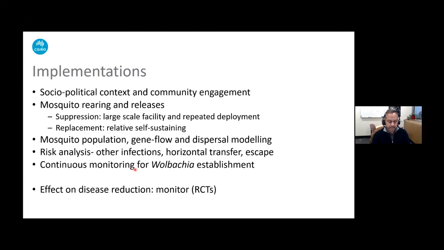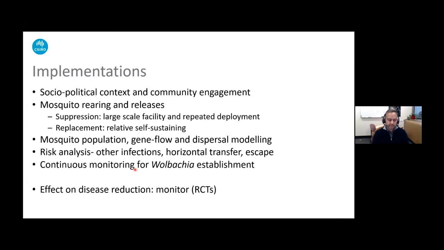Things we need to check are, for example, other infections. We may release mosquitoes which are resistant to transmitting dengue or Zika, but does that change their infection status for other viruses or bacteria? We need to check that in the lab. Is there a horizontal transfer, which means can the Wolbachia be transferred to other insects or other species of mosquitoes? Is there an escape? Because viruses can mutate, can the virus get around the fact that Wolbachia is blocking it, and is there resistance developing in viruses? So there has to be continuous monitoring for Wolbachia establishment over time.